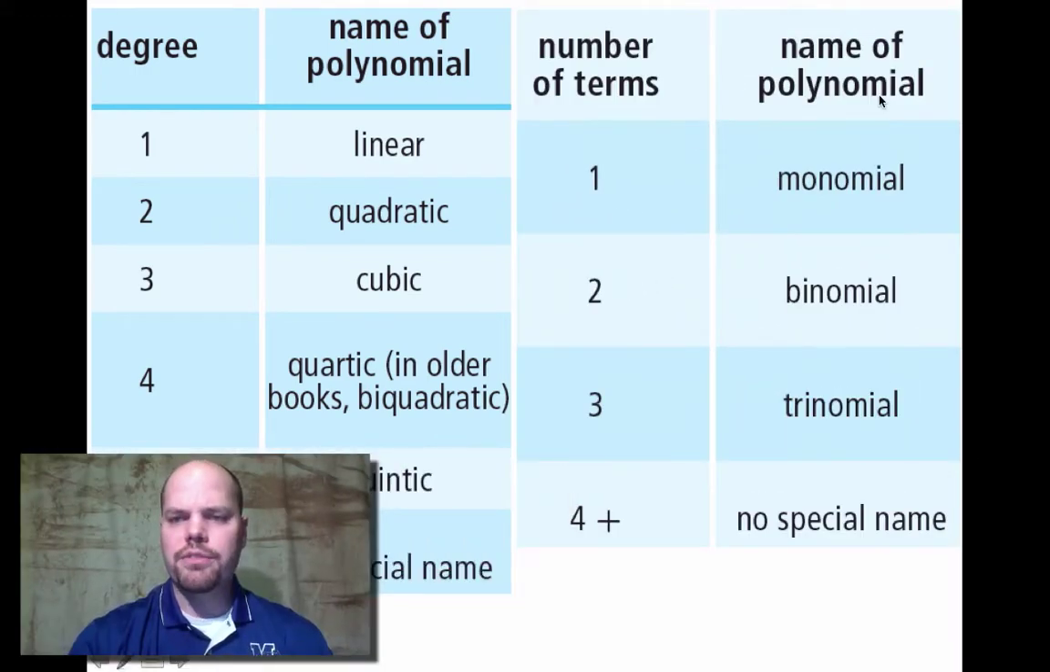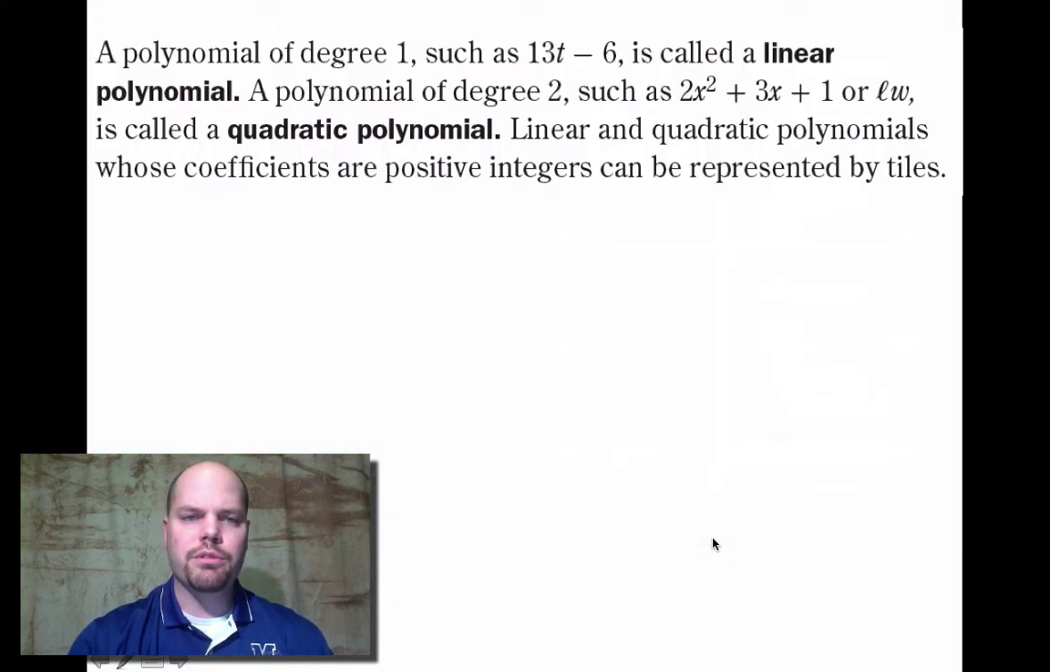You can also classify them with the number of the terms. We've done this already. 1 is monomial, 2 is a binomial, 3 is trinomial, 4 does not have any special names. Alright, a polynomial of degree 1, such as 13t minus 6, is called a linear polynomial. A polynomial of degree 2, such as this, is called a quadratic. So that's just what we're talking about on the last screen.